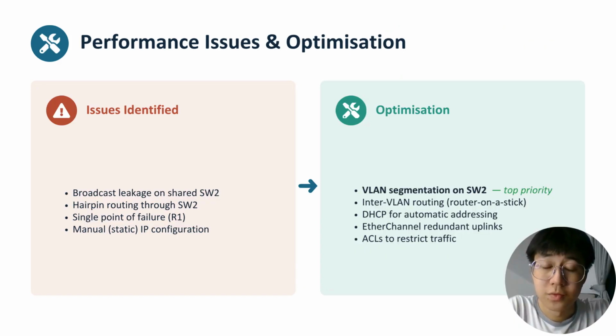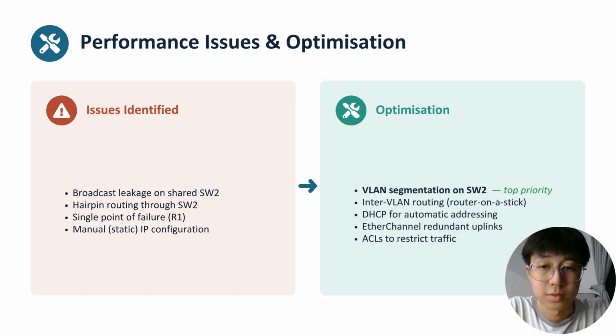Now we will critically evaluate our own design. We use two switches, one dedicated to IT, one shared by HR, Finance, and Sales. That shared switch creates four issues. First, broadcast leakage, since the ARP traffic from all three departments floods the same switch. Second, hairpin routing, where cross-department traffic has to leave the switch and come straight back. Third and fourth are the single point of failure at router 1 and manual IP configuration that won't scale.